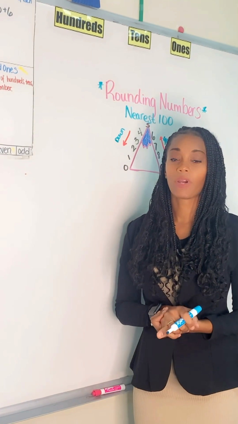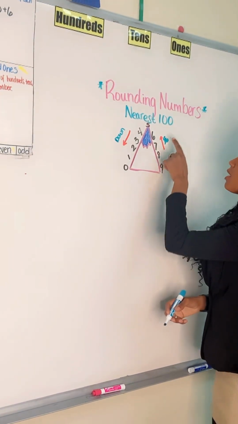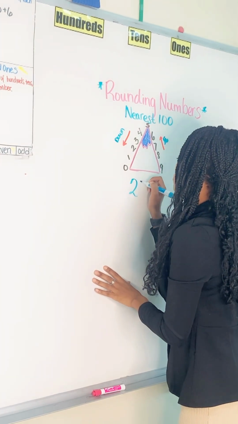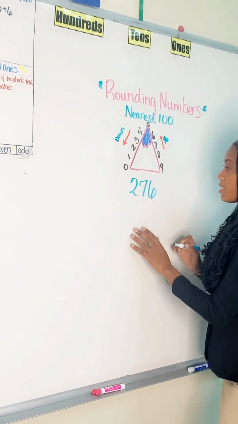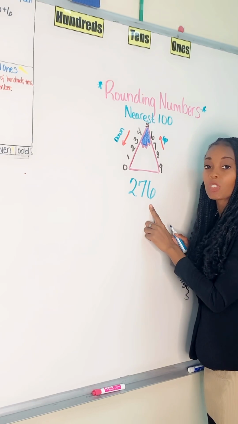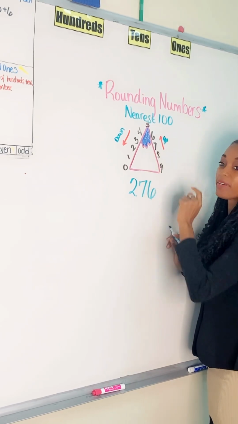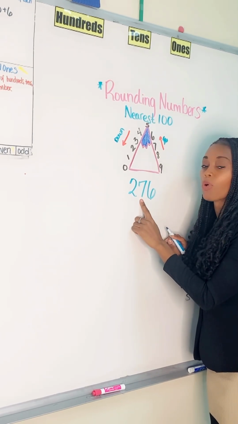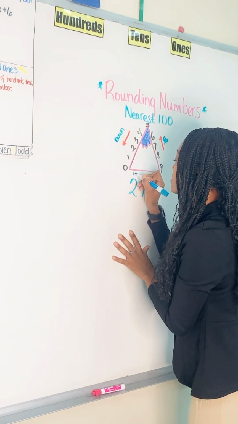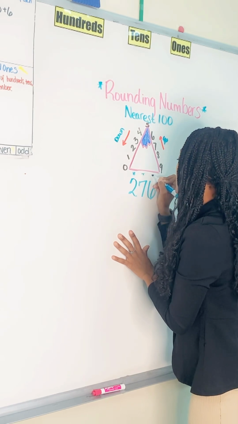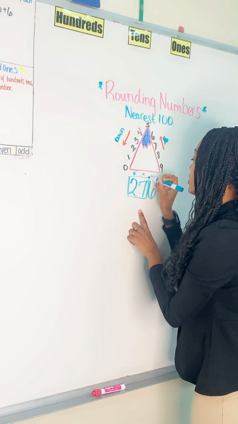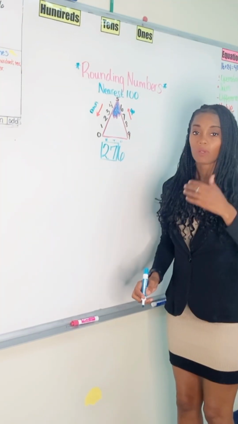All right, class, today we're going to be rounding to the nearest 100. So say we have the number 276. When we rounded to the nearest 10, we were more concerned with the ones place. But when we're rounding to the nearest 100, we're going to now be more concerned with the tens place. And this is my hundreds place, my tens place, and my ones place. Now we are concerned with these two places.